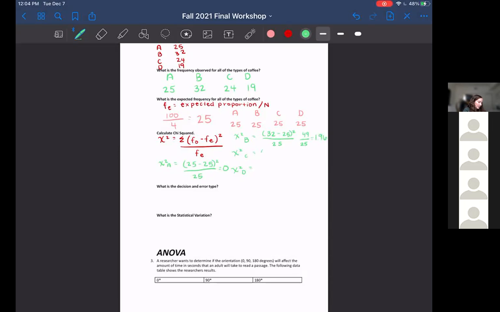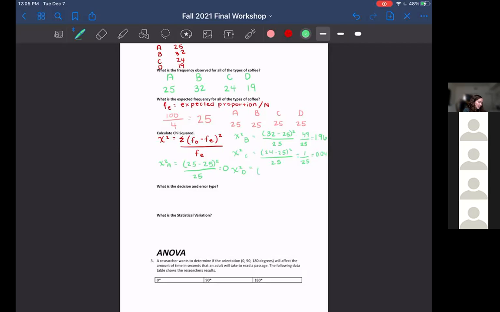Okay, let's move on to C. So what is the observed for C? 24. Good, so 24 minus 25 squared divided by 25. So that should just be 1 divided by 25, right? Yeah. Oh wait, no, never mind. It wouldn't be negative, because we're squaring it, so it'd just be positive. Okay, so what is 1 divided by 25? 0.04. Okay, and then the last one.